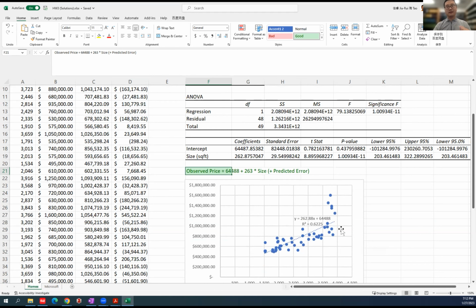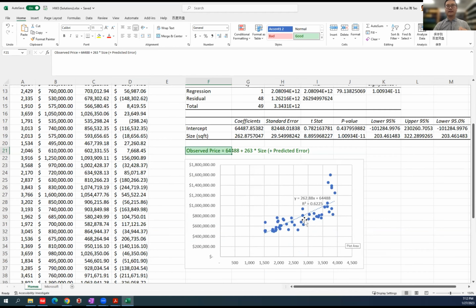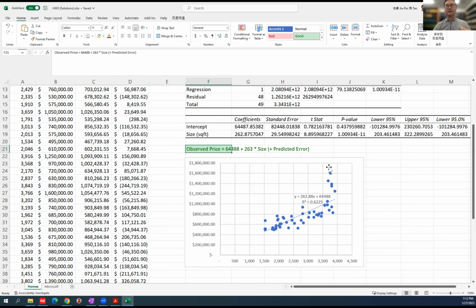That's why we see the points. Although they are somewhat close to the predicted line, there are still distances between the points as the observed price to the trend line as the predicted price. So R squared captures how far away the points are from the trend line. If they're very close, then it's closer to 100%.